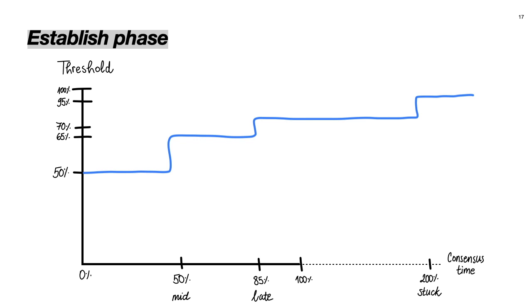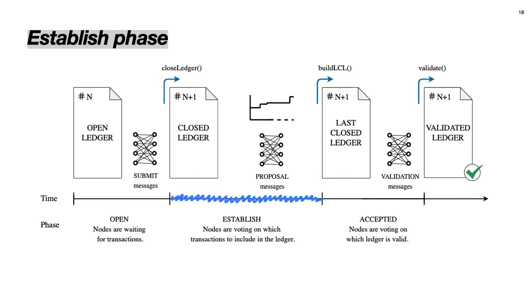So as we can see on this graphic, the further we go into consensus time, the higher the threshold is. And the moment when the node moves to the accepted phase is when it has found that there is a consensus on its proposal. In order to move to the next phase, the node needs 80% of votes of other nodes to match the proposal that it proposed. Now we move to the accepted phase.